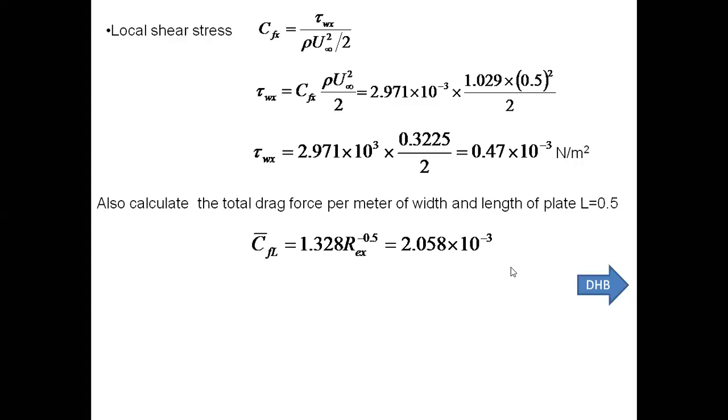So this is very helpful in determining the drag. Here the calculations I have done. Please do these calculations yourself. I have not shown the calculation, I have just given the final value here. The average friction coefficient is equal to, you get a value of 2.058.